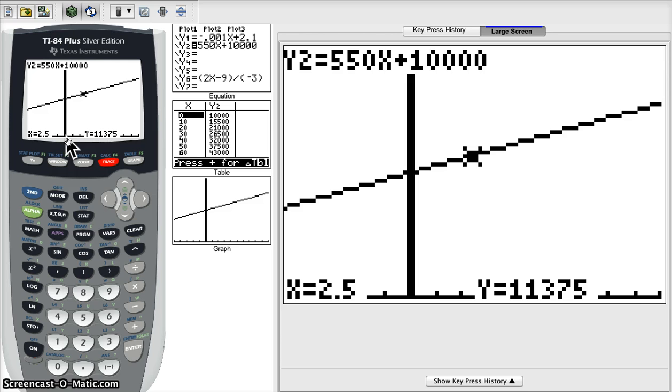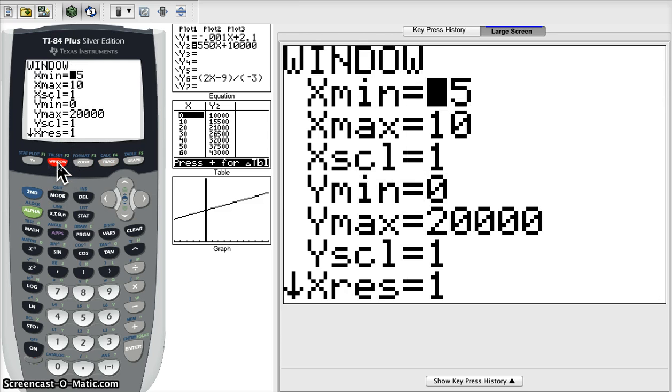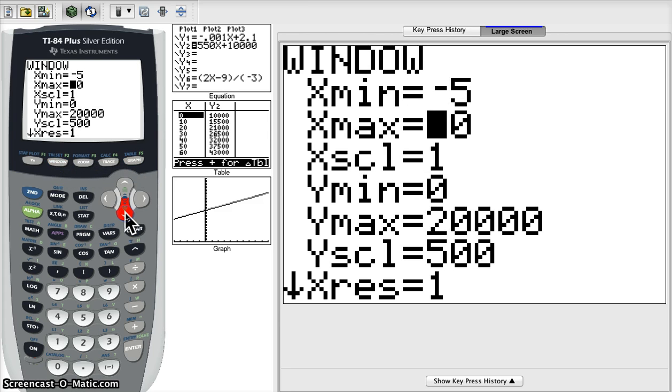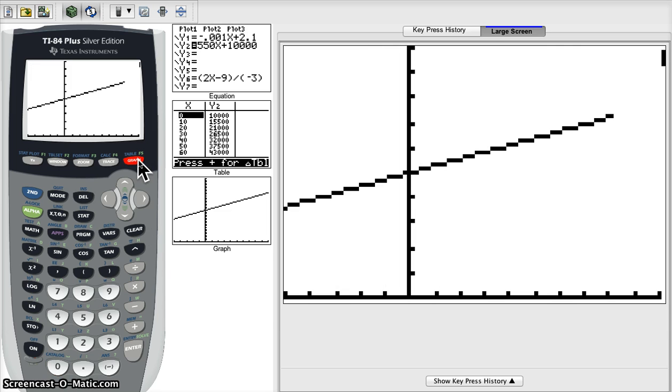Also, if you don't like this big thick line right here, in the window, your y scale tells you how far apart those tick marks are. So let's put those tick marks at 500, something meaningful to our situation. Even still, that's way too big. So let's set those tick marks to 2,000. Now they're going to be a lot more appropriate to our function.